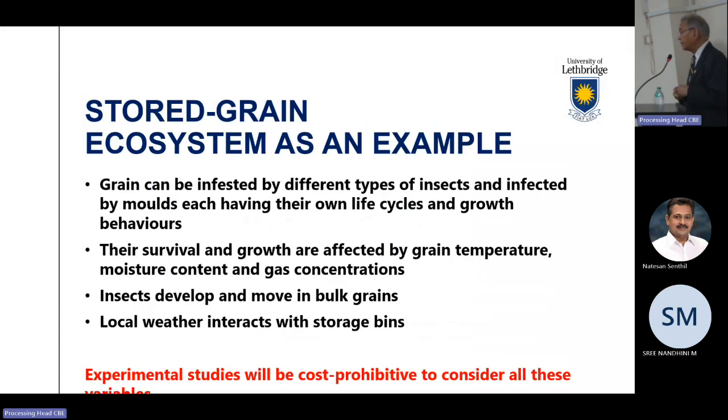Grain can be infested by different types of insects. The survival and growth of the insects is affected by the grain temperature, moisture content, and the gas concentrations. The gas concentration here is really referring to carbon dioxide. When grain is spoiled, it produces carbon dioxide. If the carbon dioxide builds up too much, it would have an effect on the growth cycle of the insects and the mold. Insects develop and move in the grain bulk.